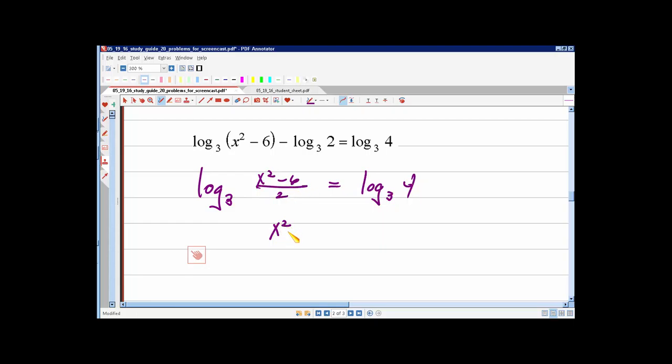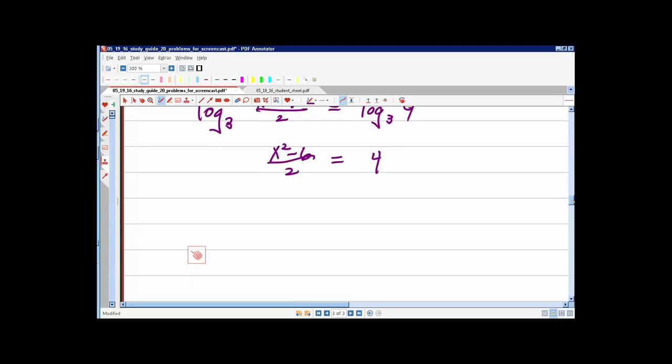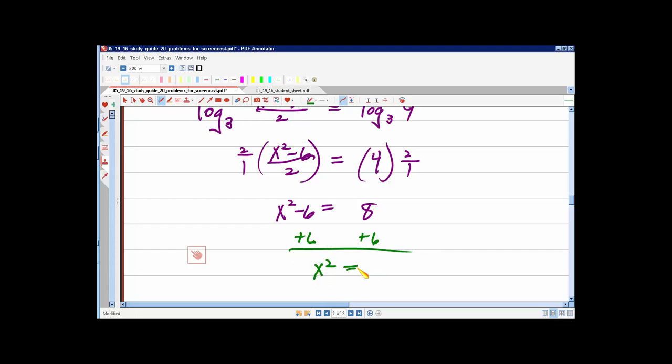So we would have x squared minus 6 over 2 equals 4. I multiply by 2 over 1, and I get x squared minus 6 equals 8. Then I'm going to add 6 to both sides. I get x squared equals 14. Then take the plus or minus square root of both sides to solve. So I get x equals plus or minus square root of 14. All right, hope you got that.